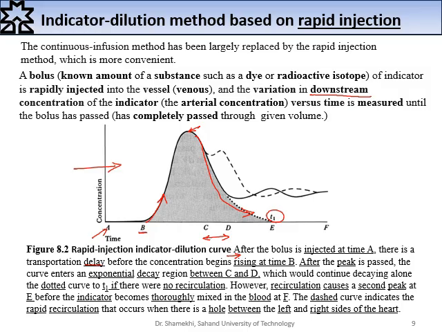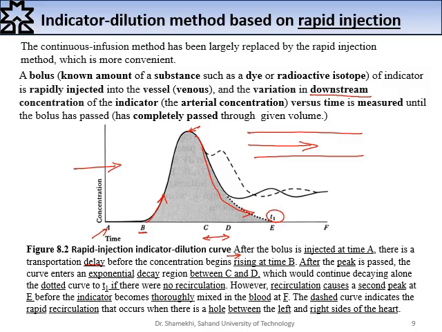Suppose that we have a river. In a river, we don't have any recirculation. We have one direction of flow, and therefore all the particles or indicators will completely pass in one direction, and therefore we don't have any recirculation.